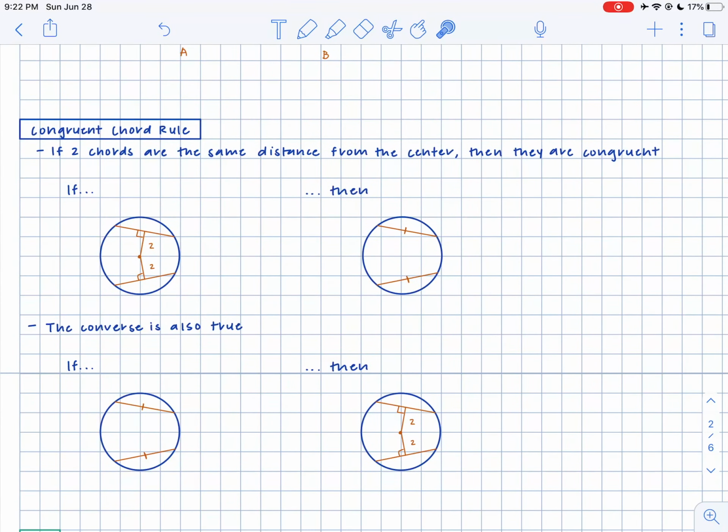So let me zoom out a little. The congruent chord rule states that if two chords are the same distance from the center, then they are congruent. Okay, again, if reading it in writing is a little difficult for you to understand, I also drew pictures for you. So let's look at the first part of the sentence. If two chords are the same distance from the center, right? So here's one chord, here's a second chord, and you see the distance from the center? I labeled it as 2. Let's pretend it's 2 centimeters.